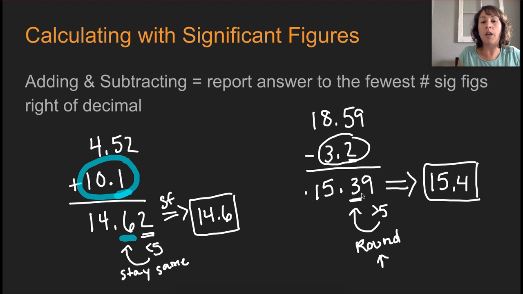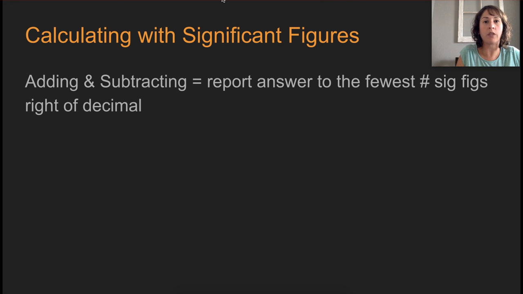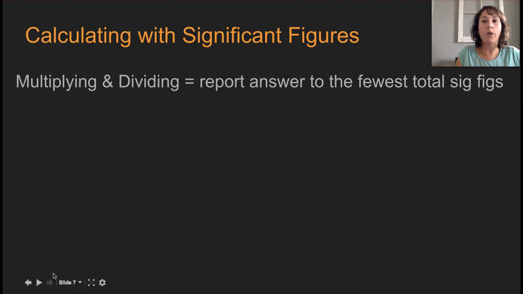And a lot of times I'll do this and then write the correct answer if that helps some of my students to be able to calculate those and then figure out sig figs. Okay, so always do the calculation first and then the sig figs. Okay, let's take a look at multiplying and dividing because the rule is just a little bit different. When you multiply and divide, you report your answers to the fewest total number of sig figs. So let's do a couple examples.